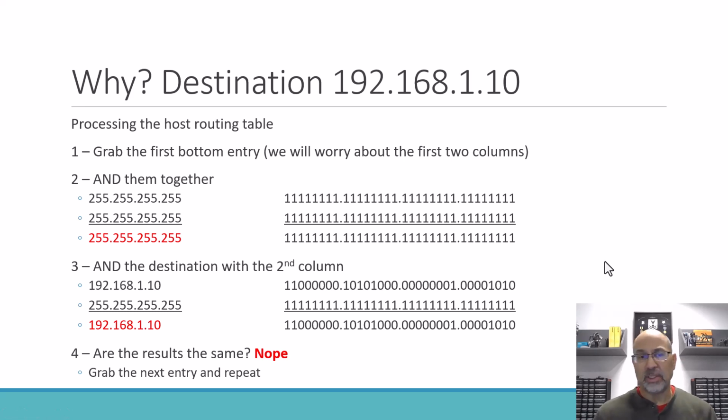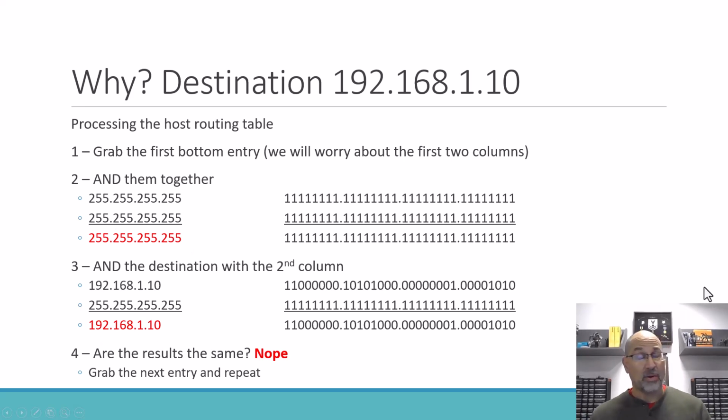The other half is that we're now going to take the destination, in this case 192.168.1.10, and we're going to AND it with the mask in the second column, and we're going to get a result. Here we go. Now, the binary looks like this, and what we wind up with is the exact same thing that we started with. And the question is, are the results from these two binary ANDings the same? And of course they're not, right? I got this result for the first calculation and this result for the second. They're clearly not the same.